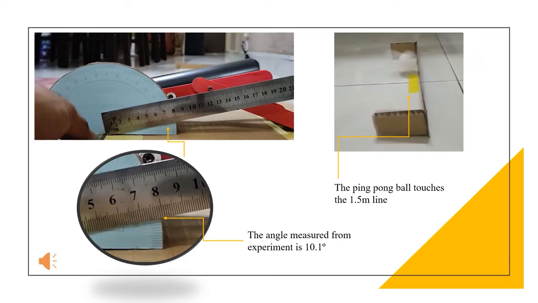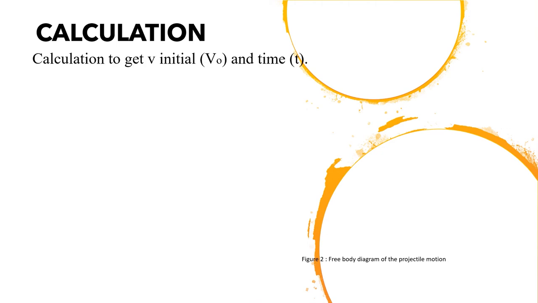Here is the result from the experiment. The picture on the right shows the ping-pong ball touches the 1.5 meter line and the angle of projection measured is 10.1 degrees. Now let's look at the calculation. The purpose of the calculation is to find the V initial and the time taken for the ping-pong ball to travel from point A to point B.